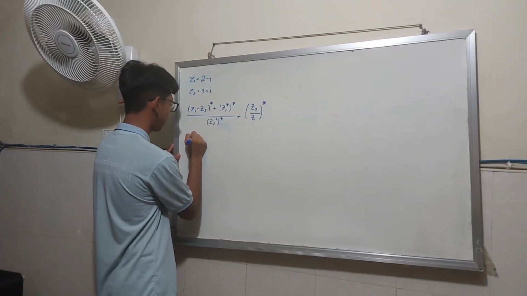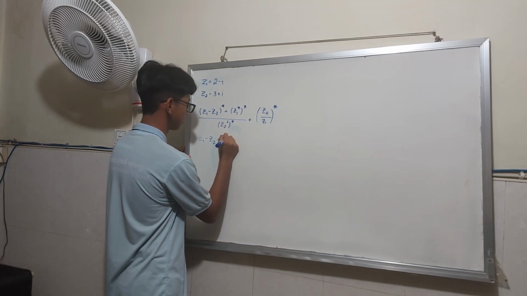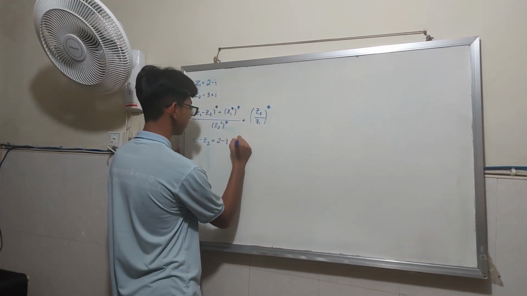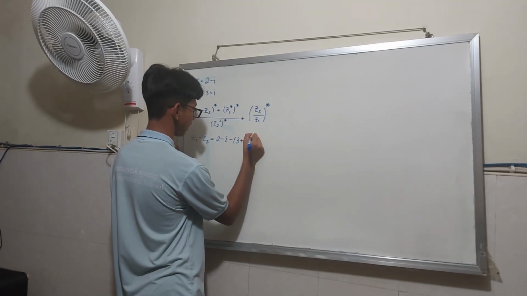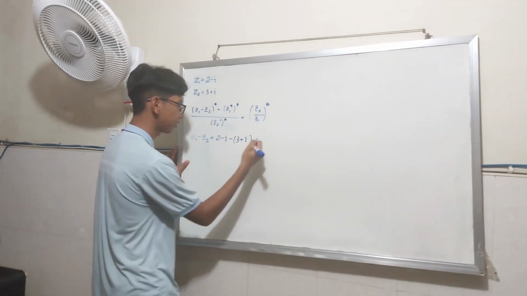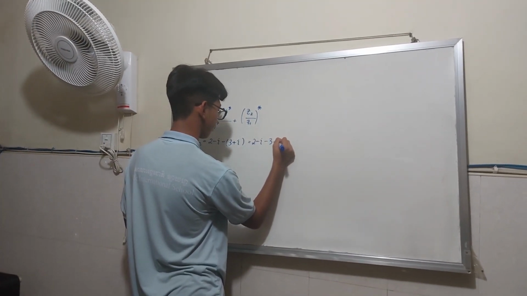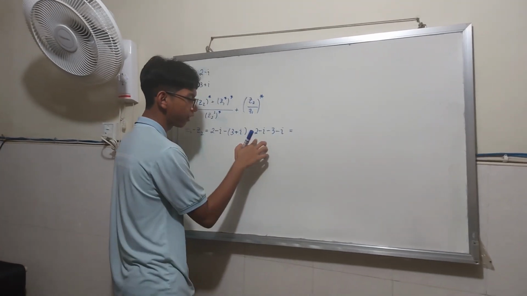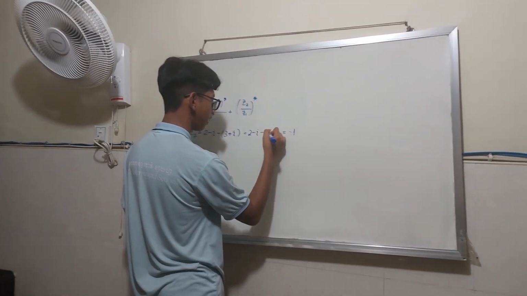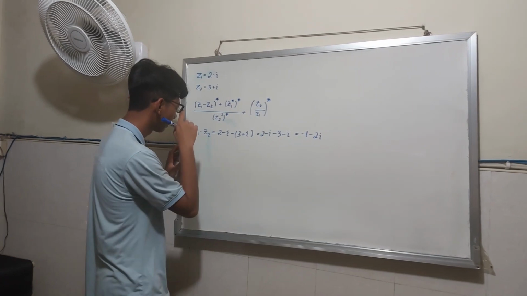So z1 minus z2 is equal to 2 minus i minus (3 plus i). And let's multiply the minus into the bracket. Real numbers with real numbers, and imaginary numbers with imaginary numbers.